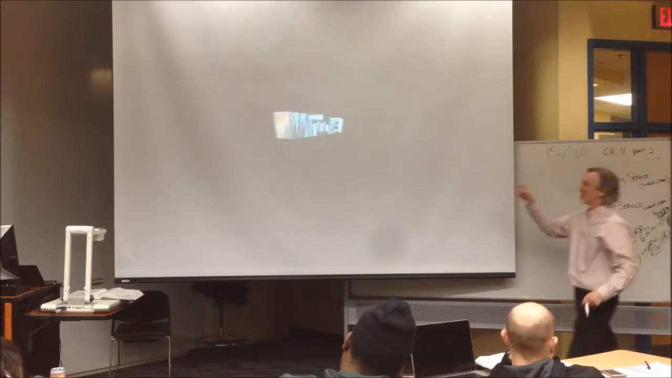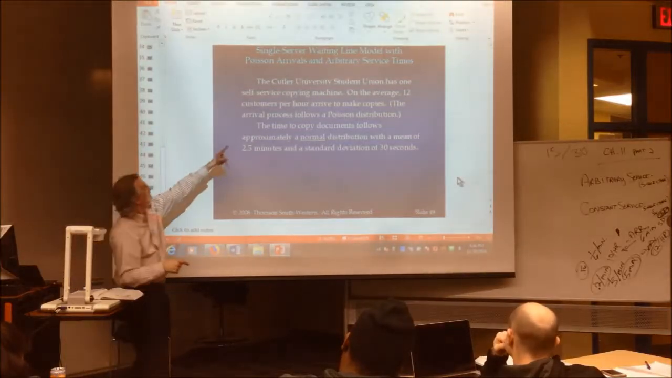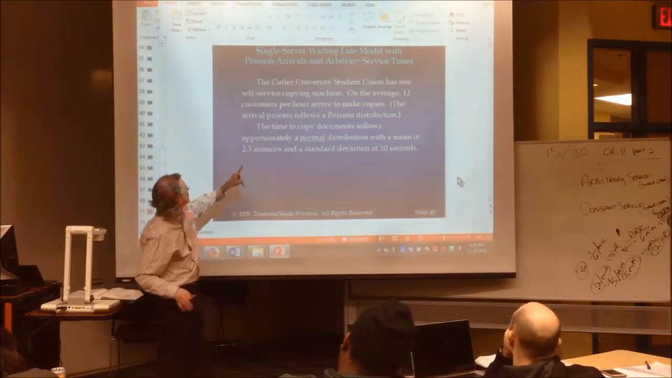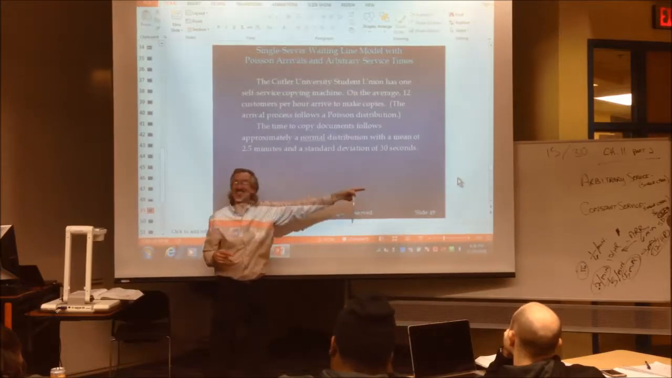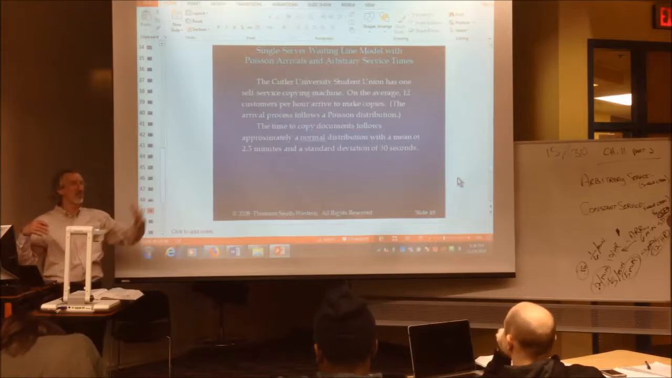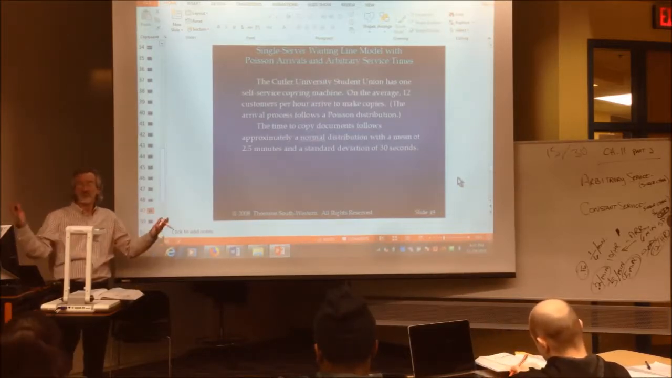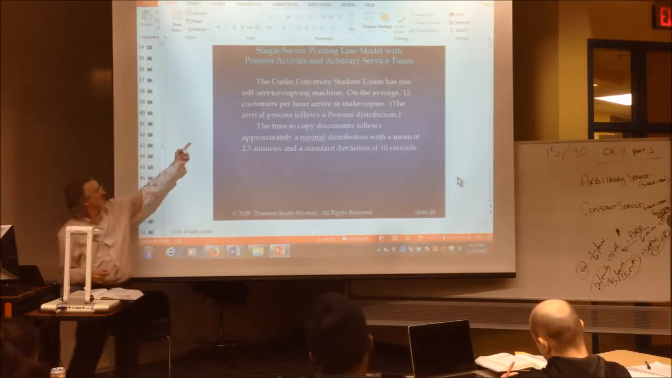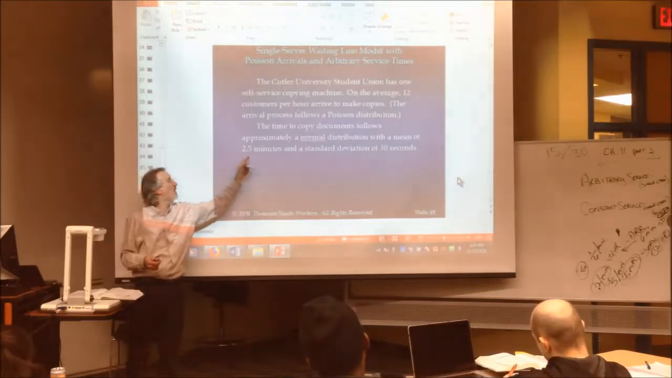Now back to this. This one, our arrivals are per hour. 12 per hour. Our service is 2.5 minutes. And our standard deviation is in seconds. We can convert this any way you want. We can go per minute, per hour, minutes, hours, seconds. I guess since arrivals per hour are already 12, let's convert service to per hour.